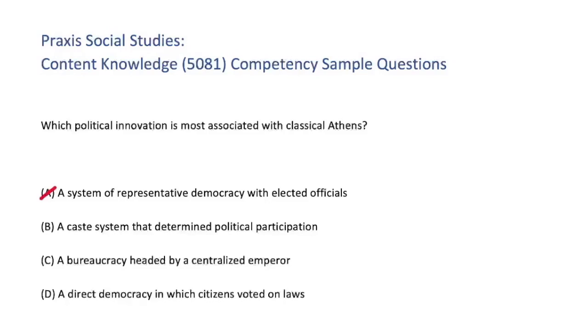We can begin by eliminating choice A because it describes representative democracy, which is more aligned with Rome and modern systems like the US. Next, we can eliminate option B because it's referring to a caste system, which belongs to India's history, not Greece. Then we can eliminate option C because it refers to a centralized emperor, which is more aligned with Persia or China. That means the correct answer is choice D, direct democracy. In Athens, citizens themselves voted on laws, a system that is very different from our representative democracy today.